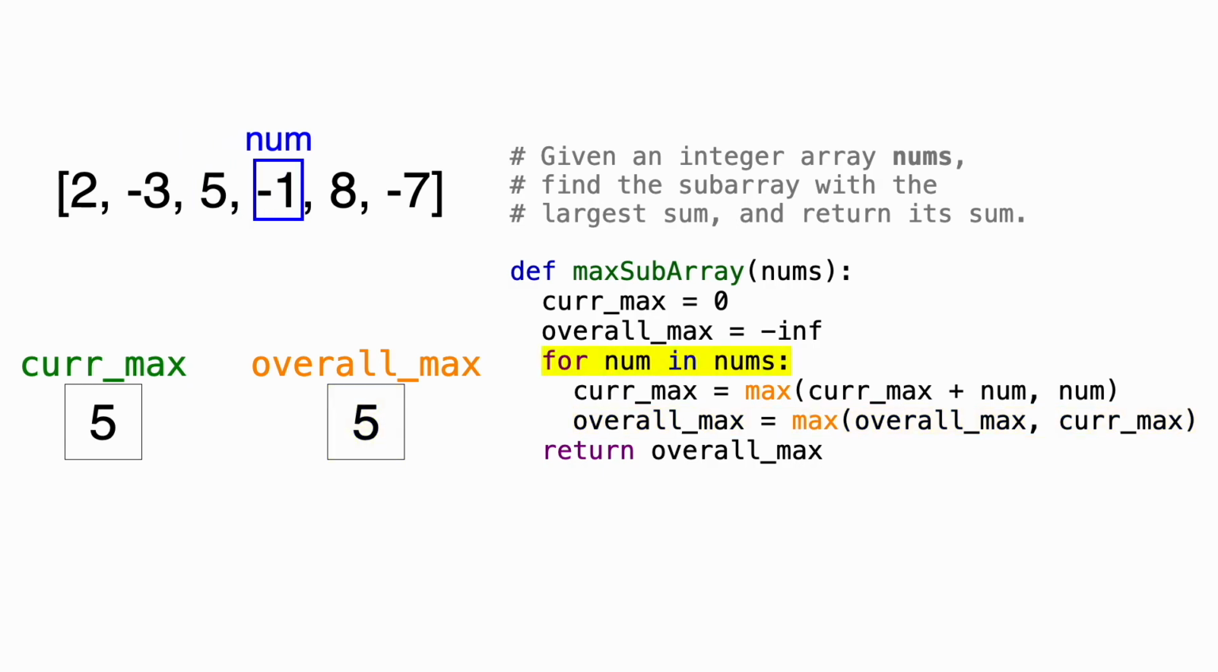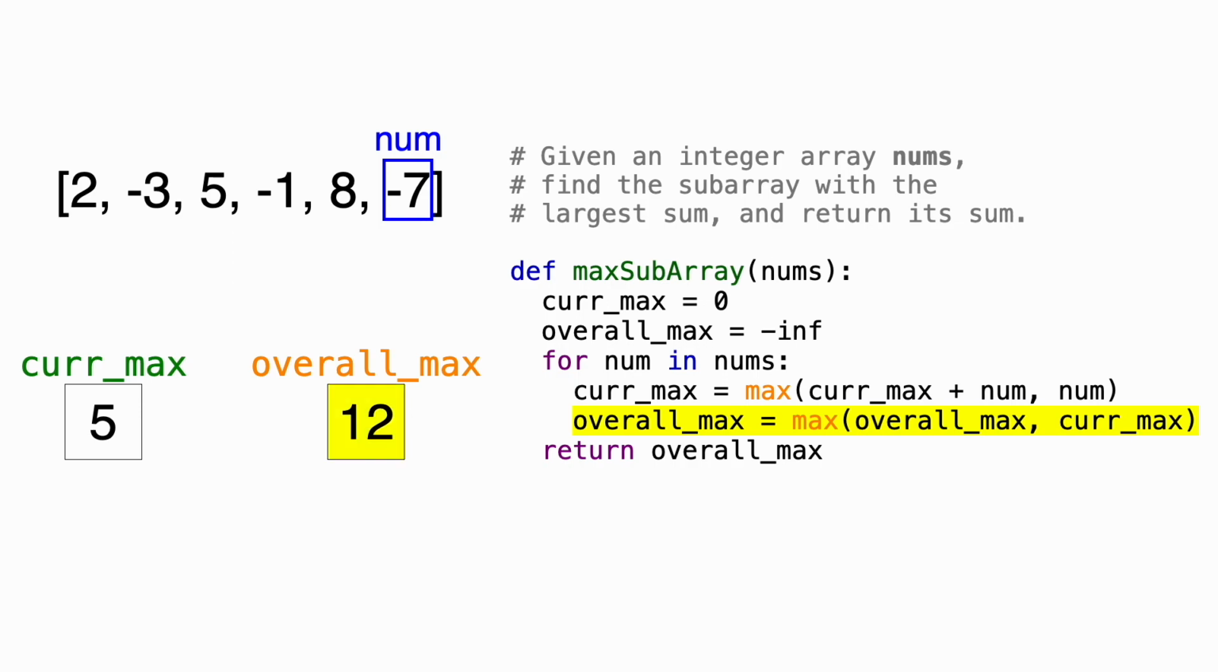Next is negative 1. 5 plus negative 1 is 4, which is greater than negative 1 by itself, so current max becomes 4. This does not beat our overall max, so that stays at 5. The next number is 8. Adding current max to 8 results in 12, which is greater than 8, so current max becomes 12. This now beats our overall max, so let's update that to 12 as well. And finally, num is negative 7, and 12 minus 7 is 5, which is greater than negative 7 by itself, so current max becomes 5. However, this does not beat the overall max, so that stays the same.